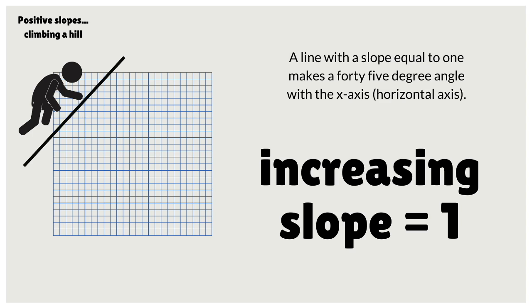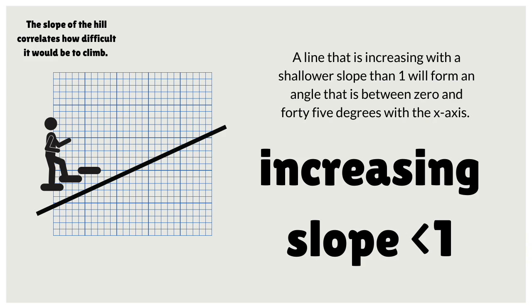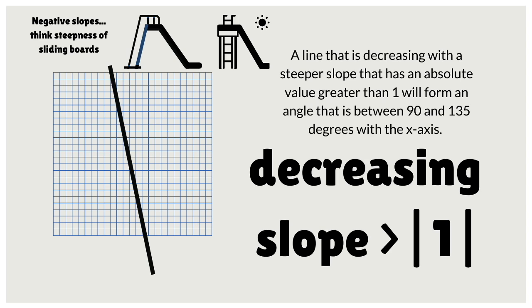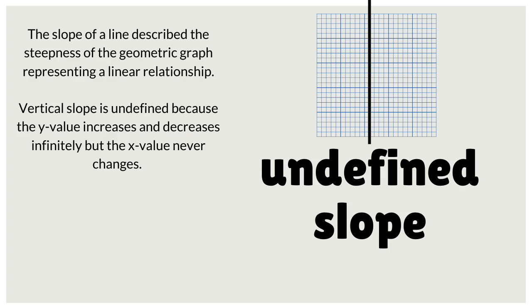If a relationship has an increasing slope or rate of change, it's like it's climbing, so the line is increasing upward. An increasing slope that's shallower than a slope of 1 is less steep. It'd be easier to climb than the previous. A decreasing slope of an absolute value greater than 1, that is like a slide going downward. An undefined slope would be like a free fall if you would just be dropping from the sky.